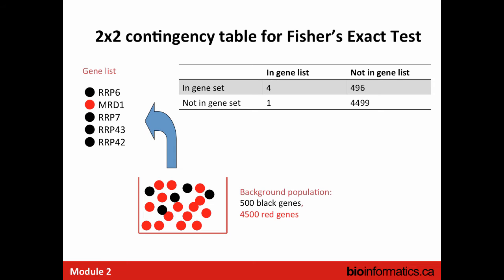So usually all you do is you put your background list in and you put your foreground list in, you click off the pathways that you want to check, and it computes these hypergeometric or these Fisher's exact test p-values for you and then does the correction.